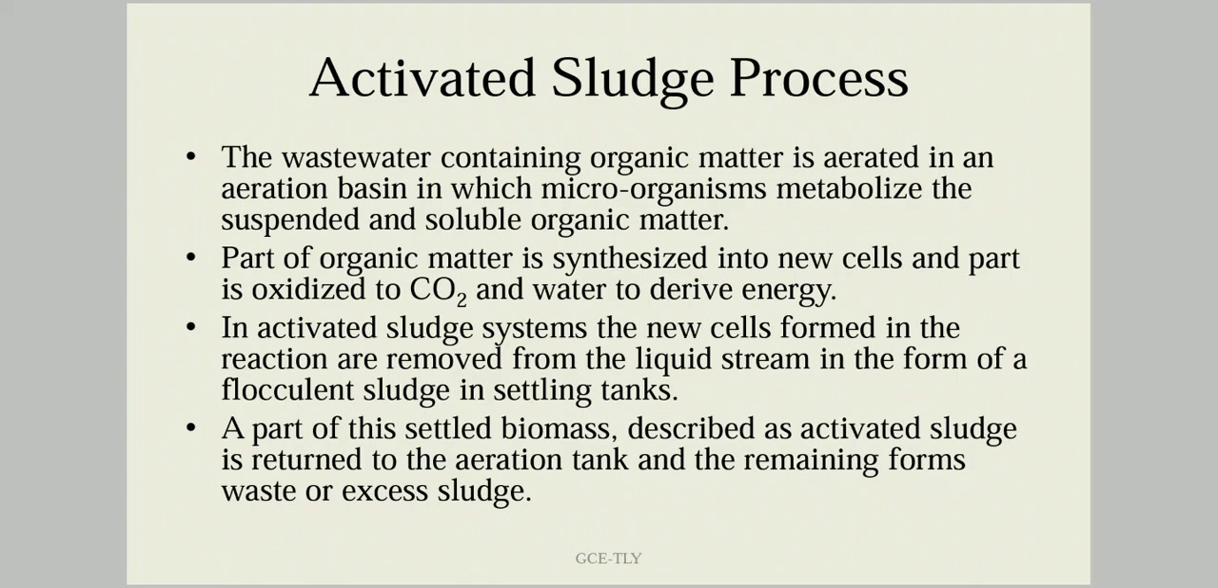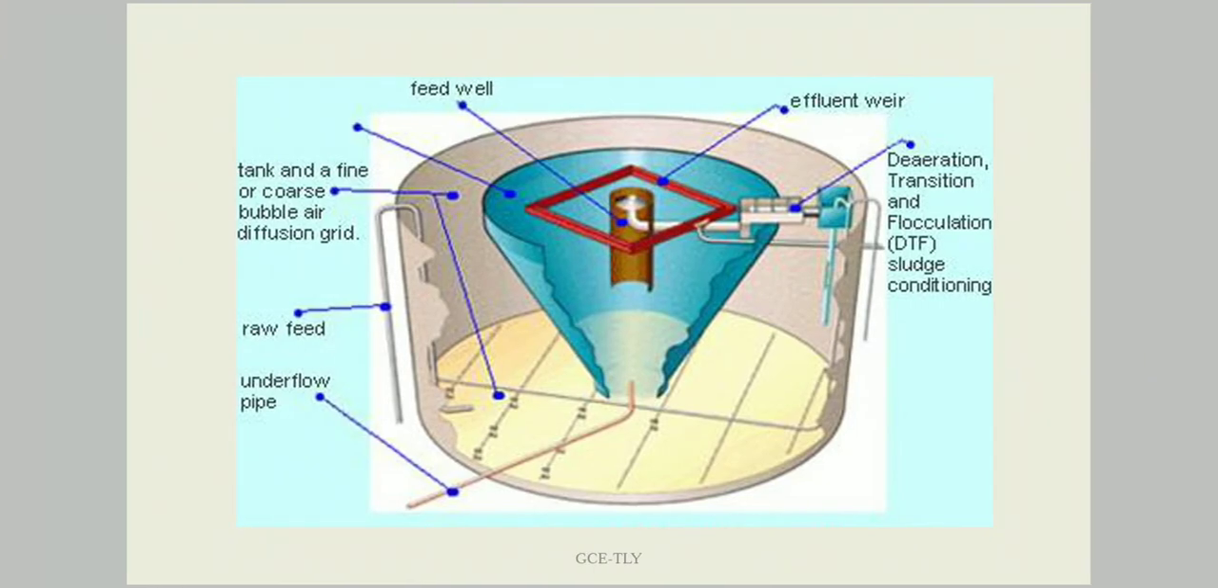In the activated sludge system, the new cells formed in the reaction are removed from the liquid stream in the form of a flocculent sludge in the settling tank. This settled mass is then, a part of it is returned into the aeration tank, and the remaining is taken as waste sludge. Here you can see a typical diagram of the activated sludge tank. Here aeration is carried out and sludge is obtained through the bottom. A part of this sludge is then circulated back into the tank so as to facilitate the biological process.